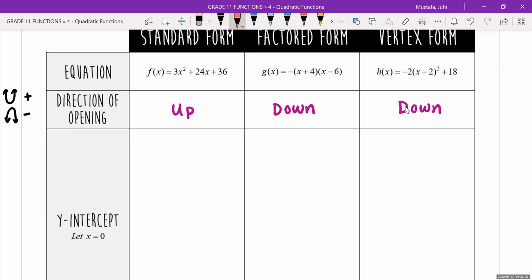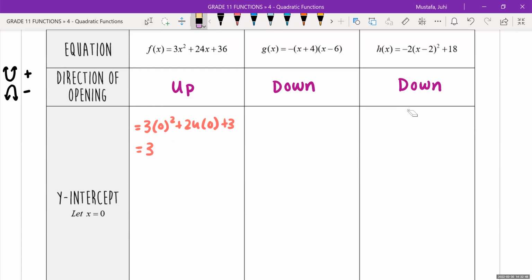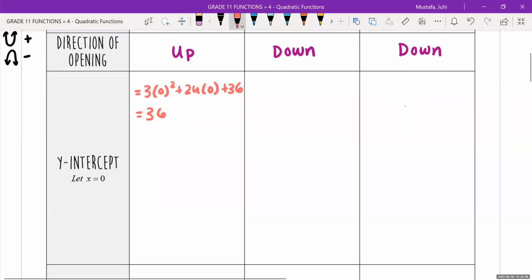When you put in a 0 here, you're basically just going to have 3 times 0 squared plus 24 times 0 plus 36. And you're probably like, why did I get so much room to do this question? And it's because, you'll see. That's why. So that's it for the first question. Our answer for the y-intercept is going to be (0, 36). And just remember, for x-intercepts and y-intercepts, you always want a coordinate because that's really the proper way to write it.